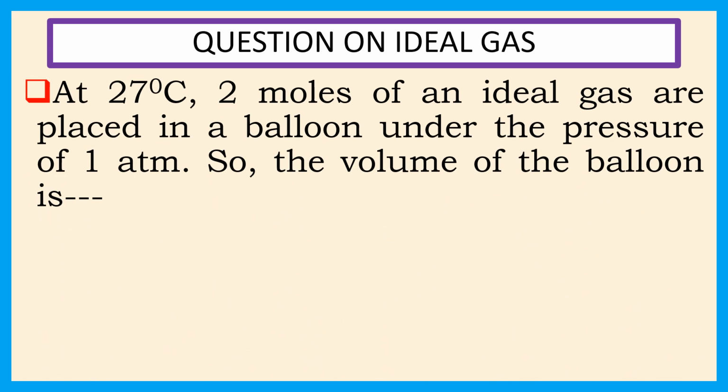Question on ideal gas. At 27 degrees centigrade, 2 moles of an ideal gas are placed in a balloon under the pressure of 1 atmosphere. So, the volume of the balloon is.